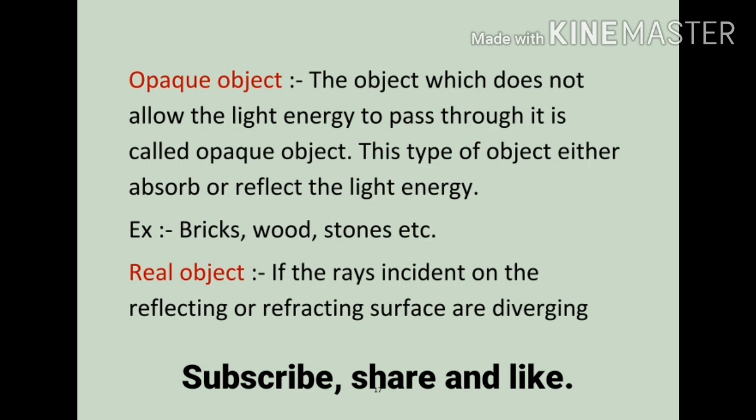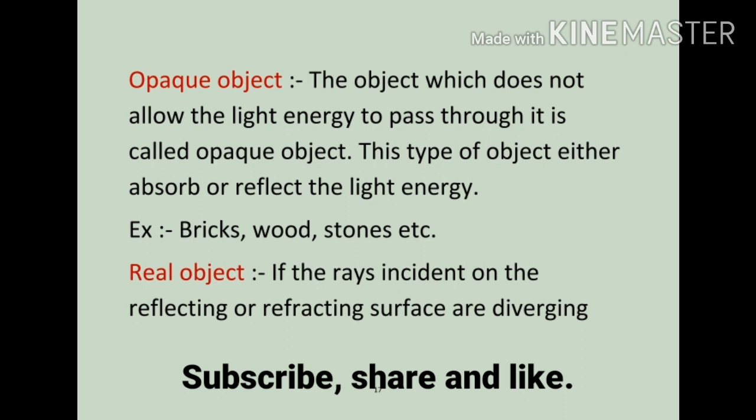Next one is opaque object. The object which does not allow the light energy to pass through it is called an opaque object. This type of object either absorbs or reflects the light energy. Example, bricks, wood, stones, etc.